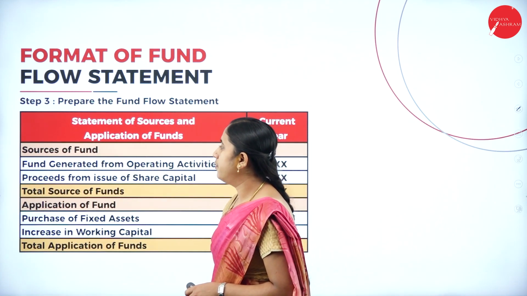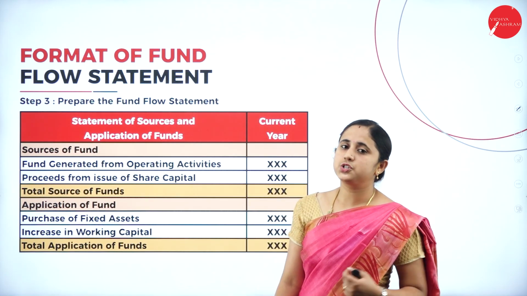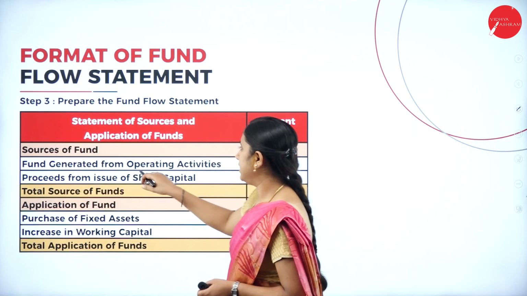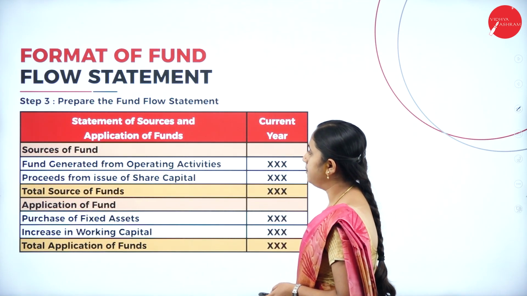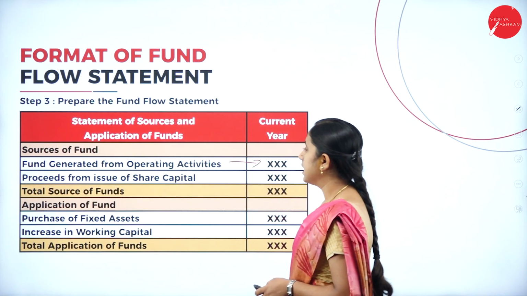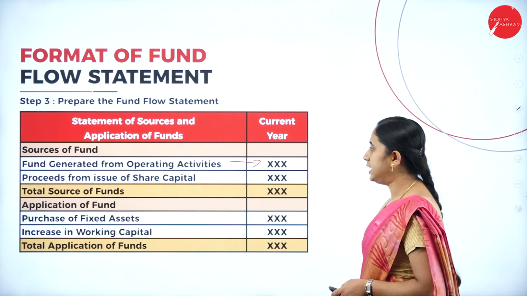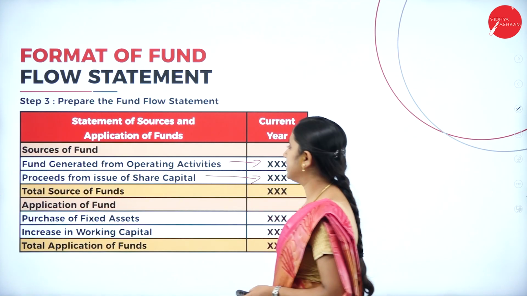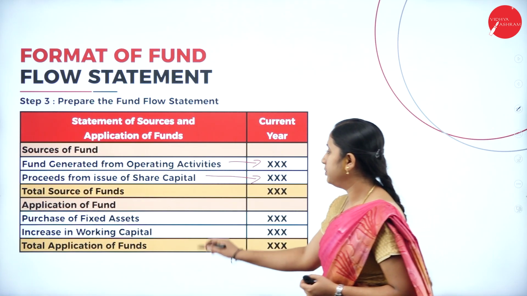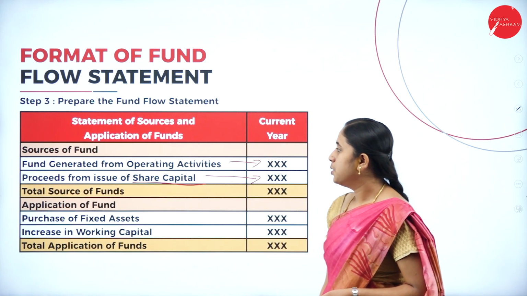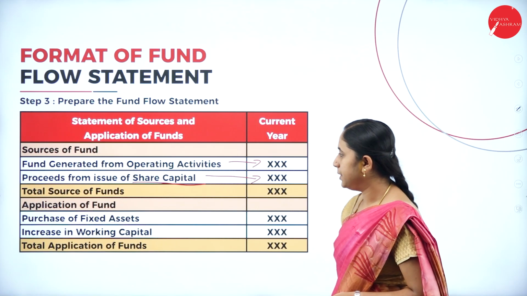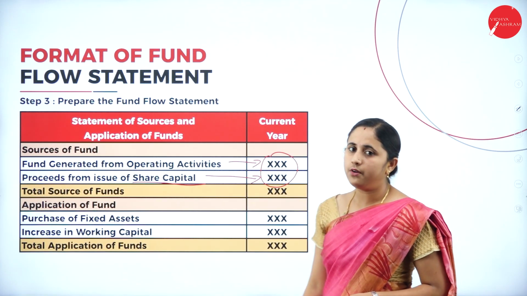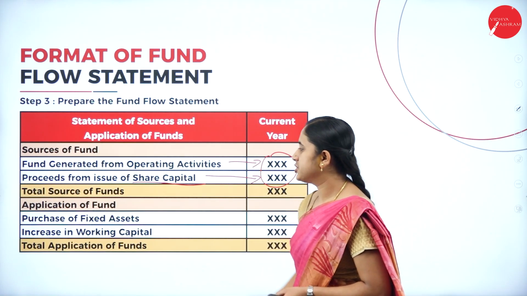First, sources of fund. These are the sources from which you are going to collect the fund. Under that, first one, funds generated from the operating activity. So write fund generated from the operating activity. Next, proceeds from issue of share capital. Fund can be collected from the issue of shares. So write the proceeds from issue of share capital. Then make a total of sources of fund.